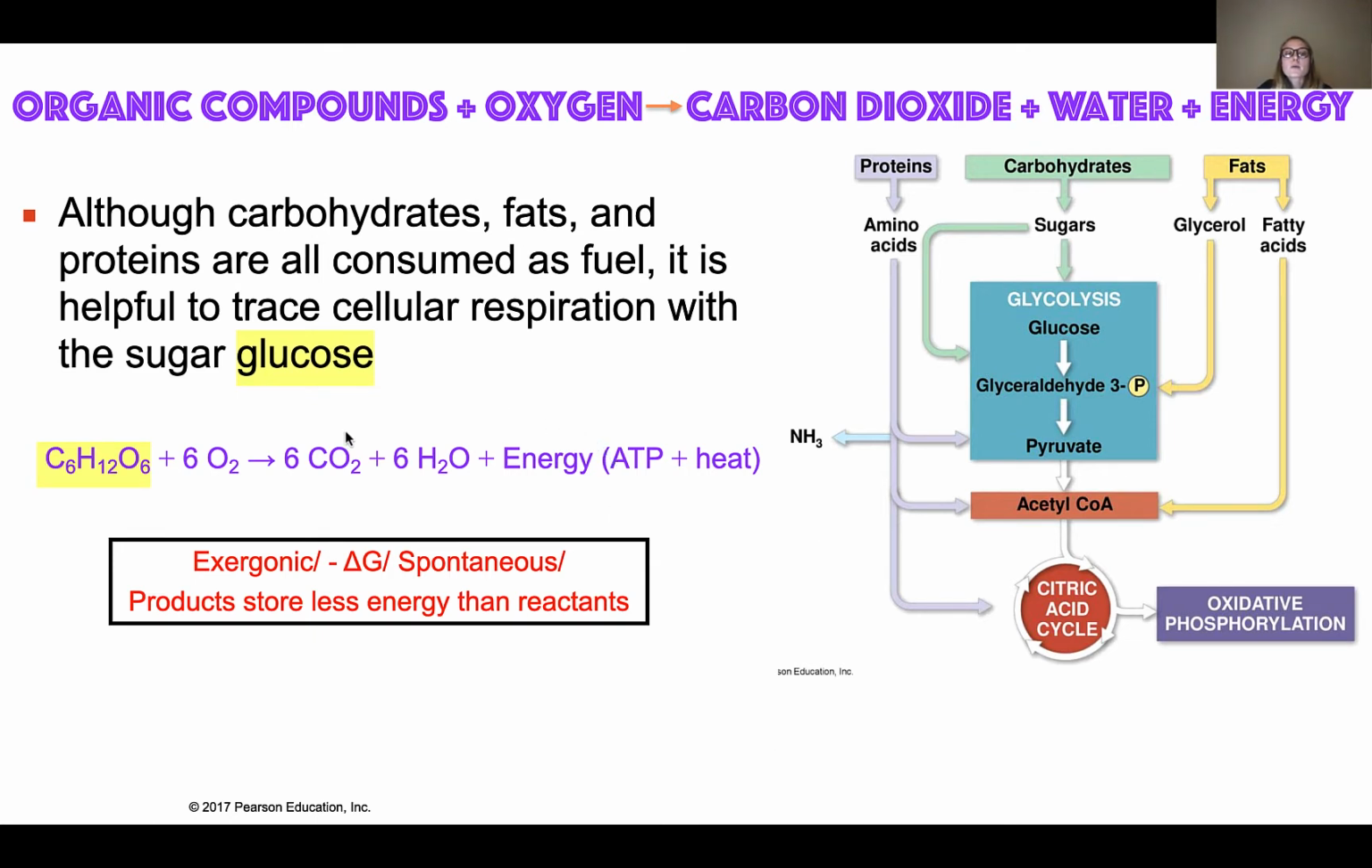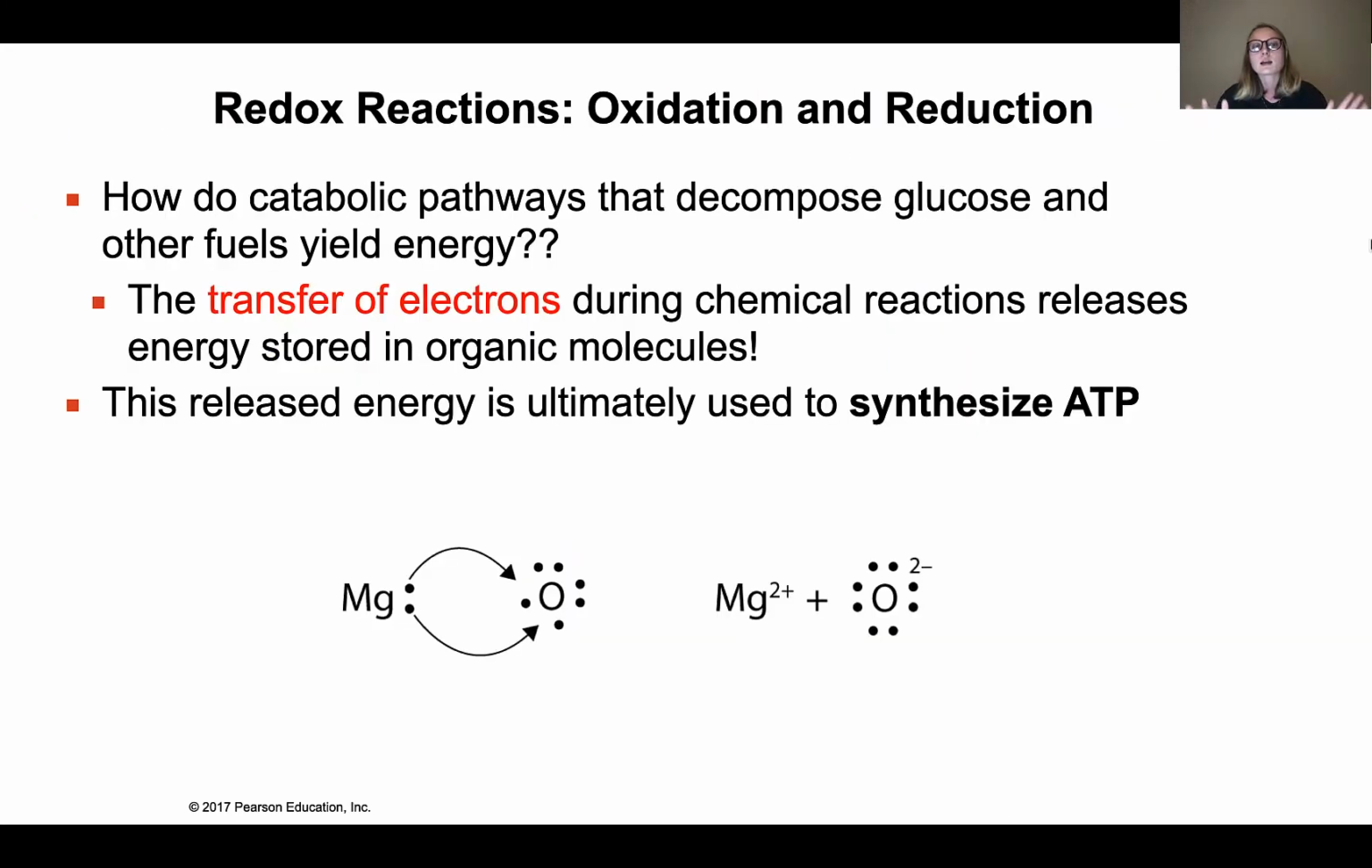And our products are going to store less energy than our reactants. Now, how does the breakdown of glucose and other fuels actually give us energy? It all has to do with the transfer of electrons during chemical reactions. So we're going to talk more in the next few slides about these transfer of electrons. But right now, just know that it releases energy that's ultimately used to synthesize ATP.